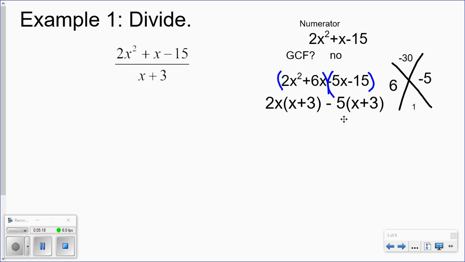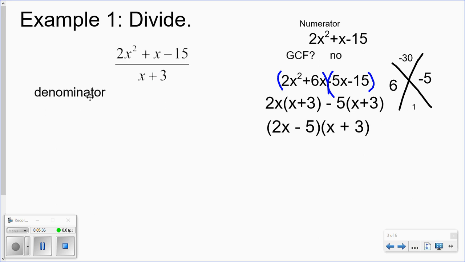Okay, so for both of them, I have the x plus 3. That's one of my binomials. The other one is made up of the stuff I pulled out, the 2x minus 5. So this is my factored form. That is my numerator. Okay, now I've got to look at my denominator.